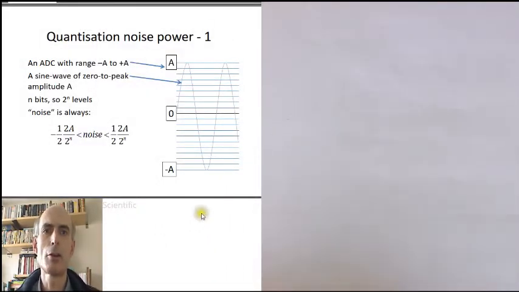Unlike the thermal and shot noise that we've seen before, however, this noise is not Gaussian. This noise has a restricted range of values. It is always in the range of +0.5 to -0.5 of the gap between two adjacent voltage levels.